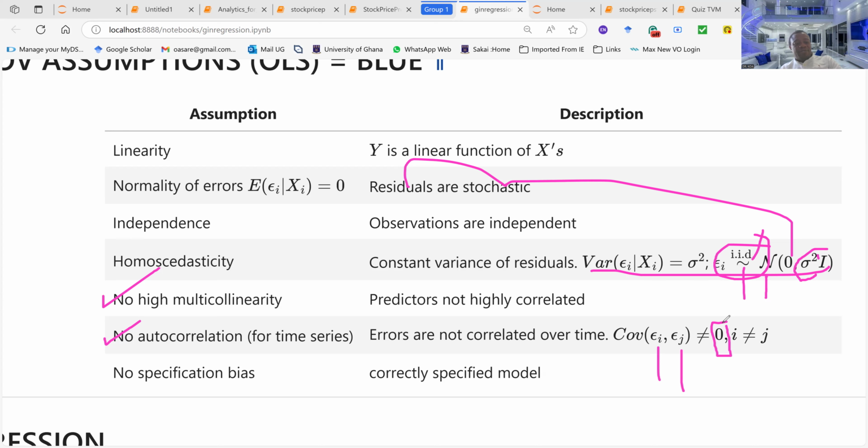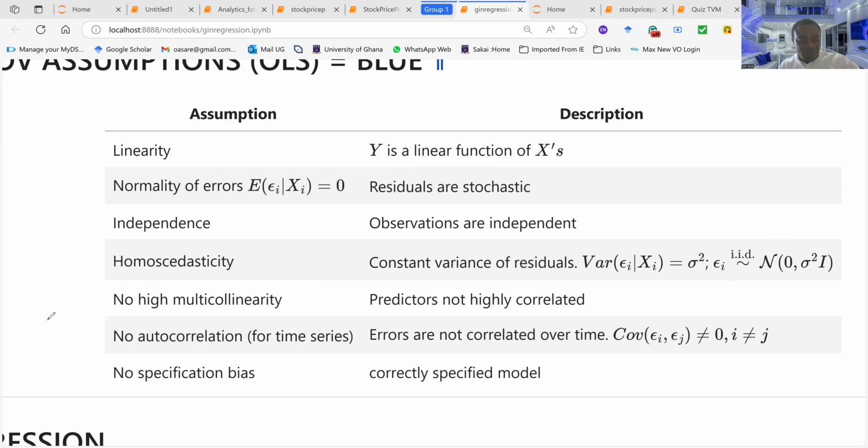Read about them if you want to know. Okay. Now let me go back to this. We've spoken about no high multicollinearity. We've said it. That is not about the errors. That is about the predictors or the regressors or the independent variable or the features. These assumptions have to be there for regression to work.